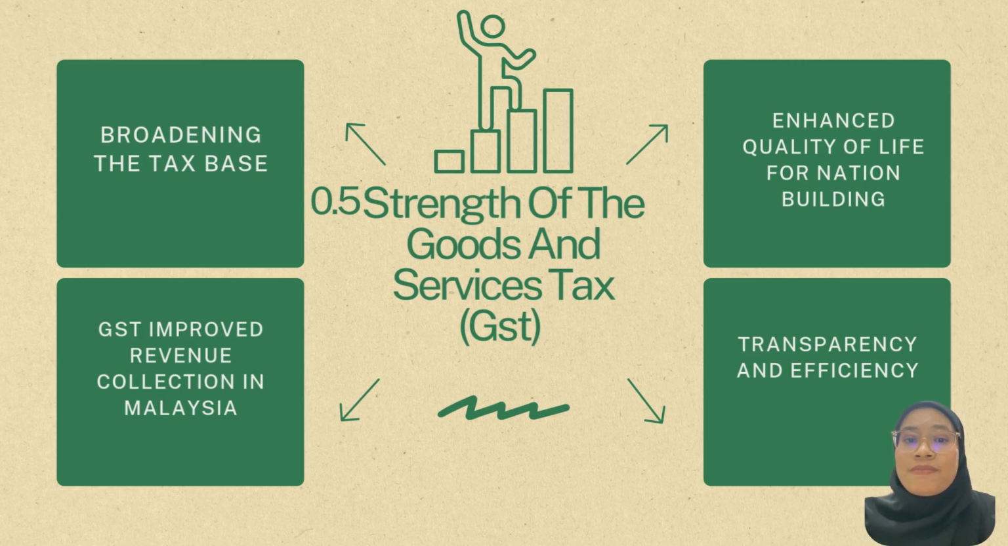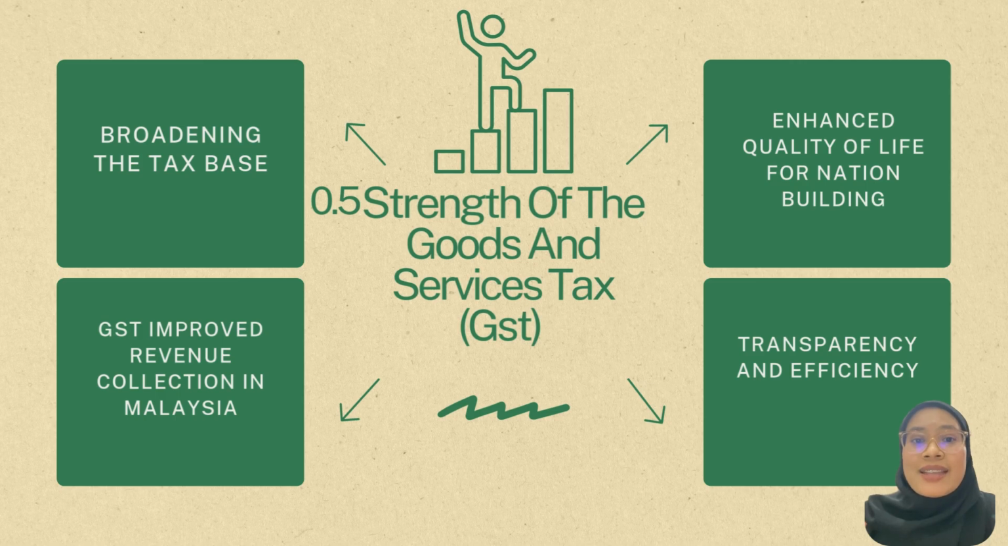and avoidance. The second, enhance quality of life for nation building. The GST is a comprehensive indirect tax levied on the manufacture, sale, and consumption of goods and services at the national level. It aims to unify the taxation system, reduce tax evasion, and streamline the process of tax collection. GST plays a critical role in nation building by promoting economic growth, ensuring equitable distribution of resources, and improving the overall quality of life for citizens.